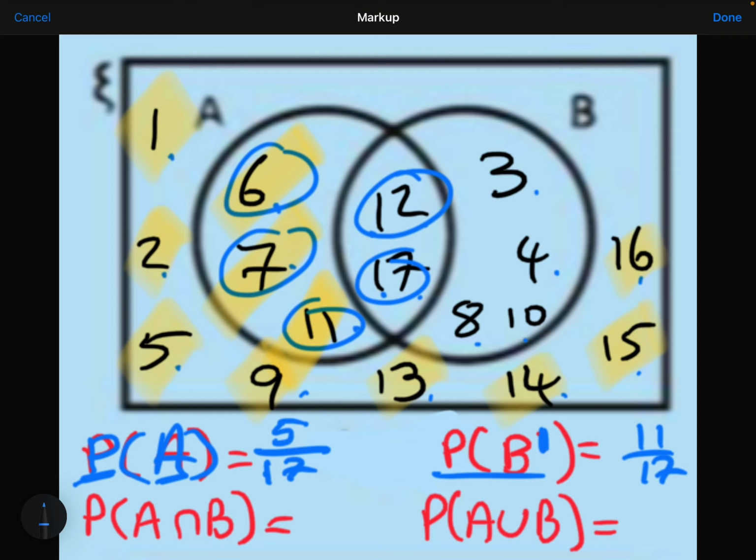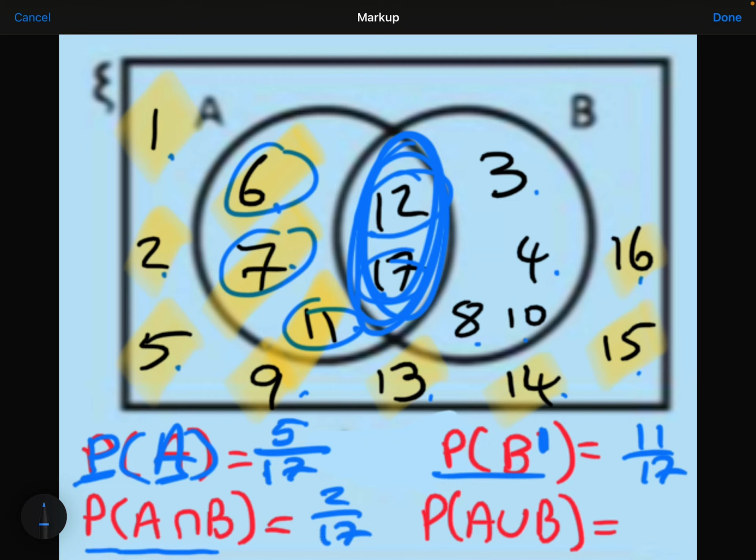Next, we want the probability that it is in A and B. Well, we can see there's only 2 numbers that are in A and B. So that's 2 out of 17.